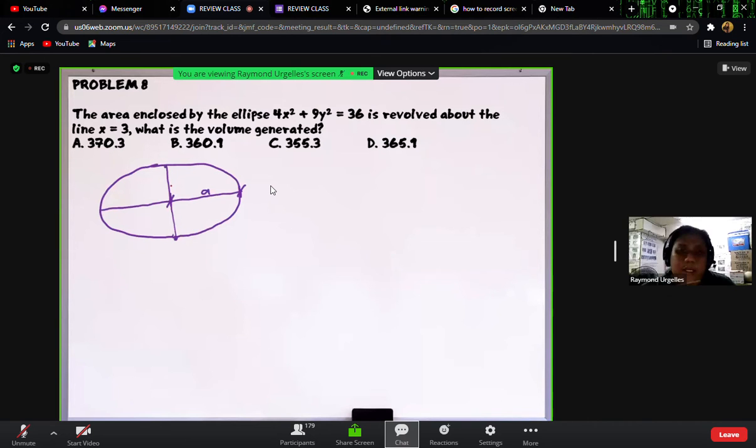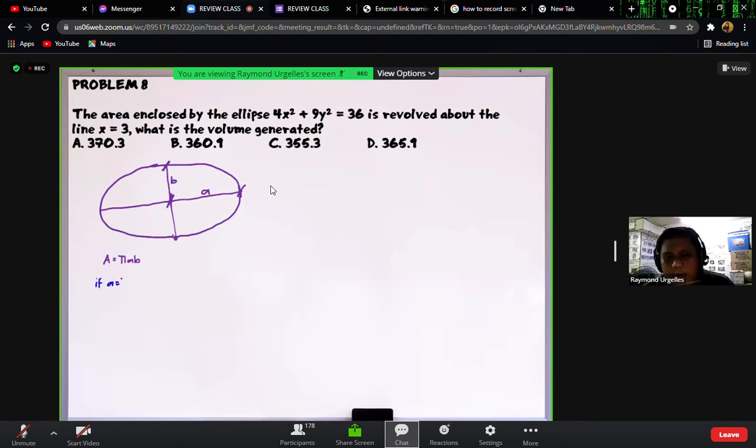Ito naman yung tinatawag nating co-vertex, itong dalawang to. Ito naman yung shortest diameter ng ellipse, that's what we call the minor axis. Kaya mula center hanggang co-vertex, that's the semi-minor axis. Yun yung tinatawag nating B. And just remember that the area of the ellipse is given by pi AB. Direct formula yan, kaya tandaan nyo lang. Madali naman siya tandaan.